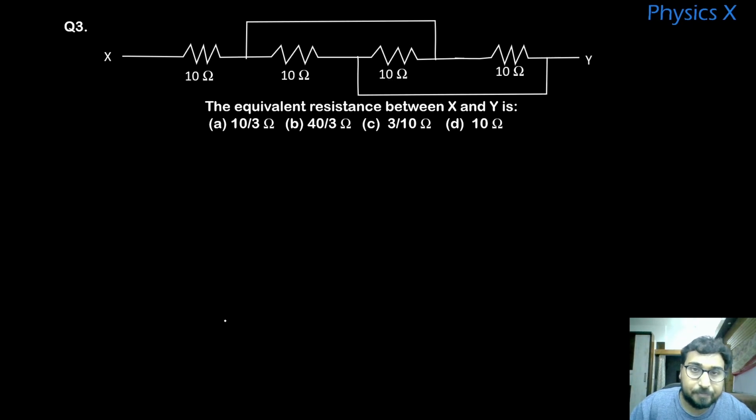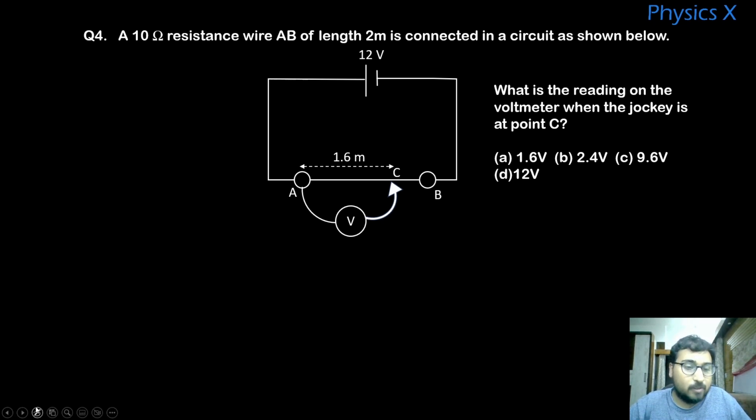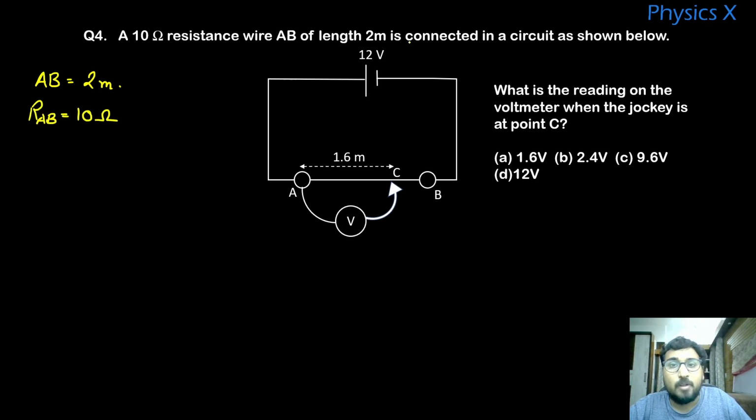So right now, please read this question. This seems to be a good question. A 10 ohm resistance wire AB of length 2 meter, right? So the length of this AB is 2 meters, and 10 ohm resistance, right? So this RAB is equal to 10 ohms. It is connected in a circuit, right? So this resistance of wire, that is 10 ohm, is 2 meters long, and it is connected in this way.